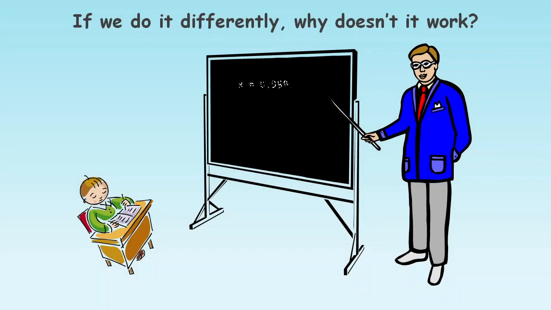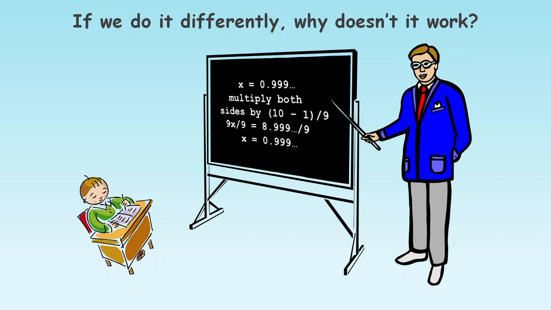We start with x equals 0.9 recurring, then all we do is simply multiply both sides by 10 minus 1 divided by 9, which is the same as multiplying both sides by 1. So we should end up with exactly what we started with. It shouldn't change to x equals 1. If we multiply both sides by 9 over 9, we get 9x over 9 on one side and 8.9 recurring over 9 on the other. And so this time we do end up with exactly what we started with.